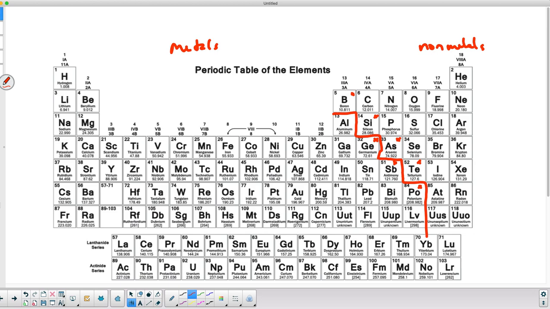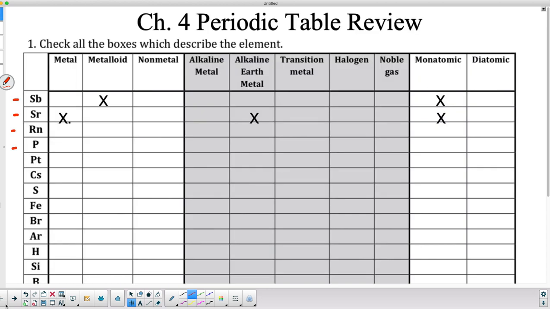Okay, so we're going to go back and answer these questions, but first, let's see what else we have. We have the alkali metals, or the alkaline earth metals, the transition metals, the halogens, and the noble gases. So that's our next. So let's go back to our periodic table.